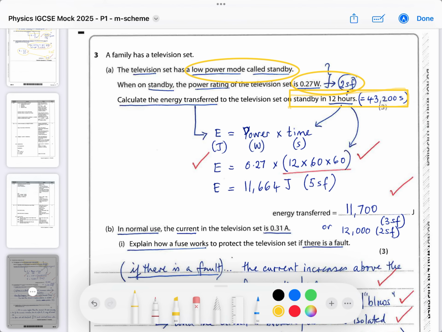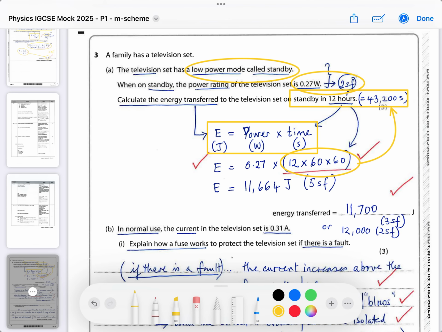So 12 hours is 43,200 seconds. You get 1 mark for being able to work out why it's 43,200, which is 12 times 60 times 60. So you have to multiply by time, because energy is power times time. Energy in joules is power in watts multiplied by time in seconds. If you forget to change the units, they won't penalize you completely, but you will lose some marks.